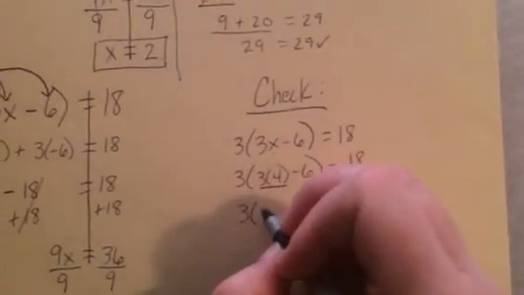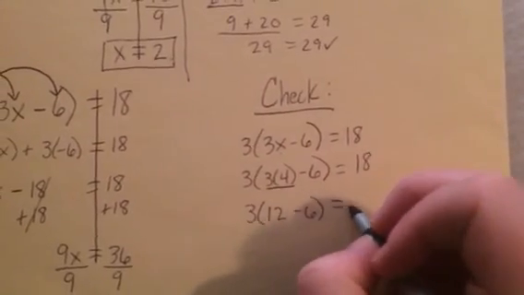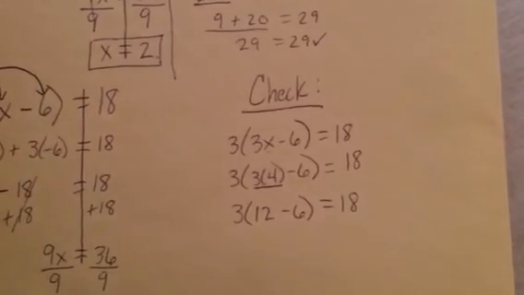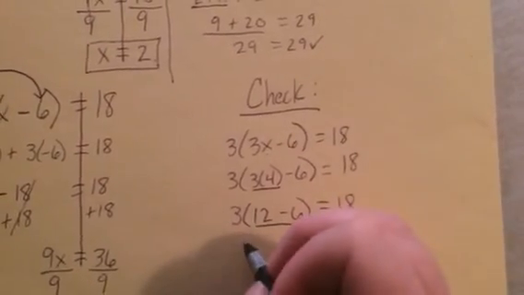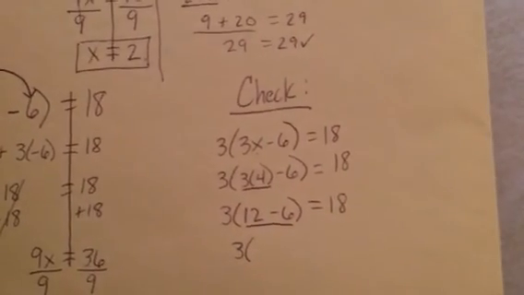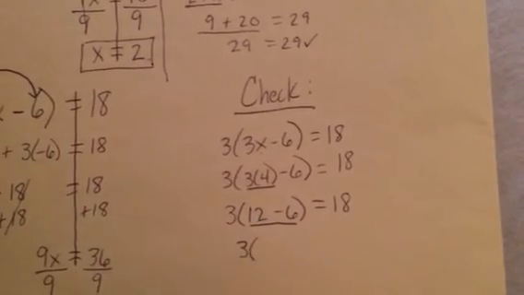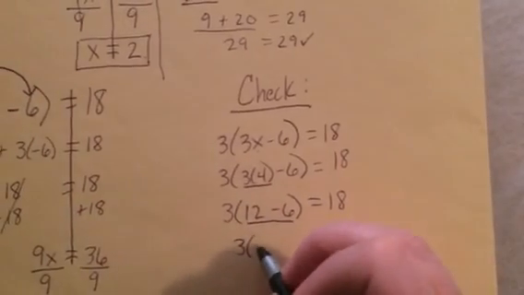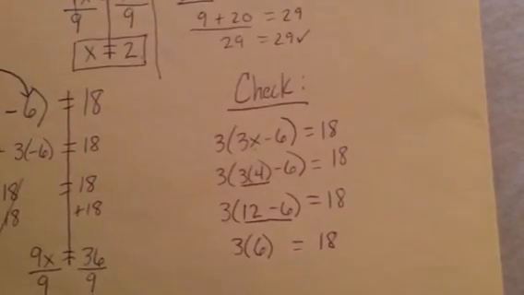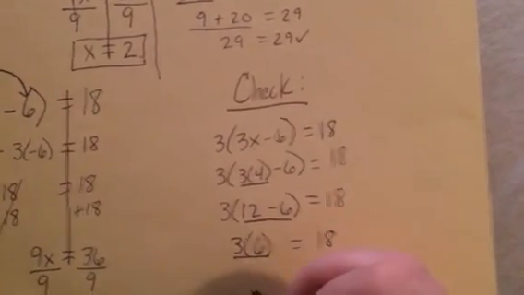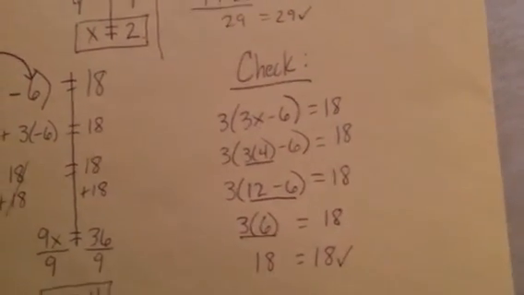And so this is going to be 12 minus 6 equals 18. Now I'm going to finish out what's inside the parentheses. So we have 12 minus 6. 12 minus 6 is 6. So what I have here, this is 3 times this quantity. So what I have here now, because 12 minus 6 is 6, I have 3 times just 6. And now 3 times 6, finally, I can finish it out. And it does make our equation true.